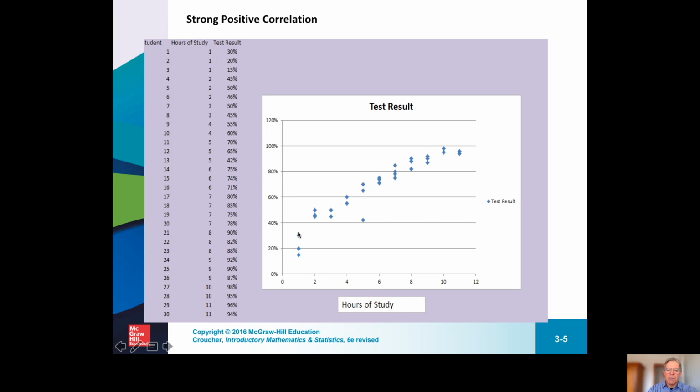So that's that particular spot, 30%. Someone else did 1 hour and they got 20%. So one and go up to 20%. One more did 1 hour of study and got 15%. So away we go, 1 up to 15. And we plot all of the points. And then we start to see how they're gathered together.